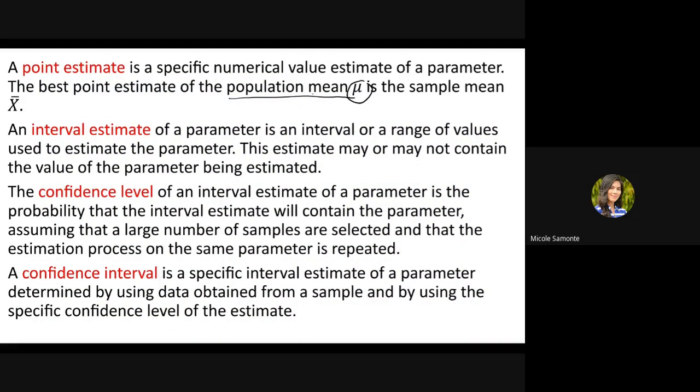Okay? The next one you will encounter is an interval estimate. So an interval estimate of a parameter is an interval or a range of values used to estimate the parameter. So remember, when you say parameter, you are pertaining to the population. When you say statistic, you are pertaining to the sample. Okay? This estimate may or may not contain the value of the parameter being estimated. Okay? So, paano ba natin i-explain yan na maintindihan natin?